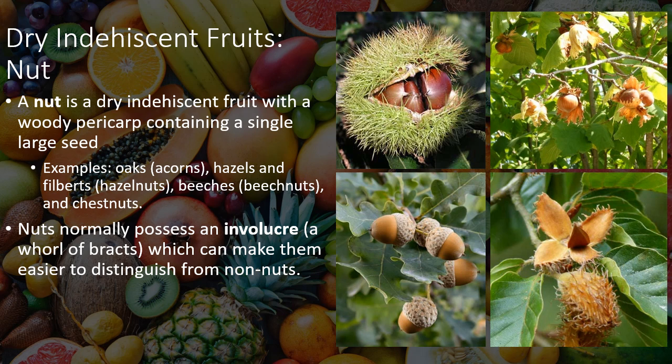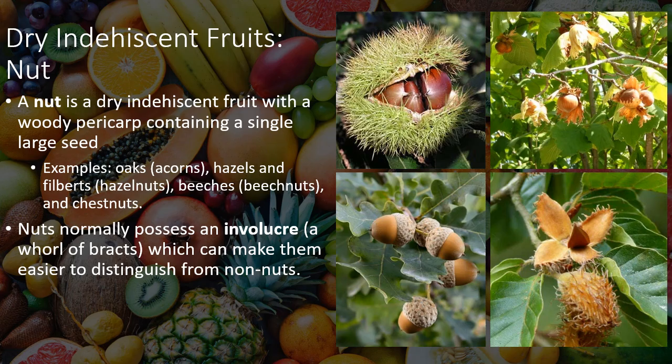Another fun thing about nuts is that they typically possess an involucre, which is a whorl of bracts. And remember that bracts are just modified leaves that we find in association with reproductive structures like flowers or fruits. When you look at an acorn in this bottom left-hand image, you can see that each acorn has a little cap on it that's composed of what looks like little scales. Each one of those scales is a modified leaf or bract, and all of those bracts are fused together. And when we have a whorl of fused bracts surrounding an inflorescence, we call it an involucre.